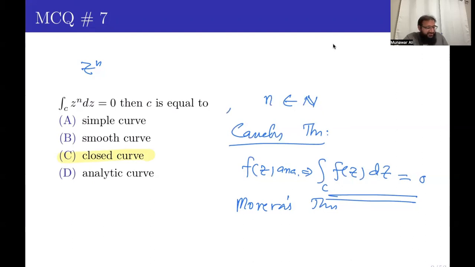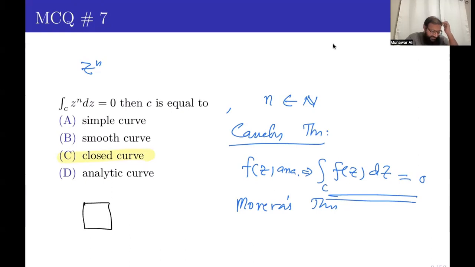It's not necessarily to be a smooth curve, because you can take analytic functions and you can take their integral over some sort of a square. Still, it's going to be 0. So there's no issue with that. And a simple curve should be there, but the sufficient thing is a closed curve.